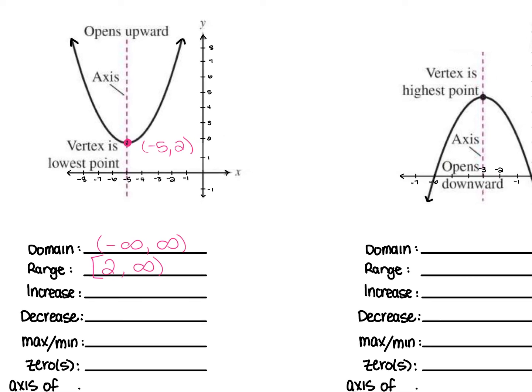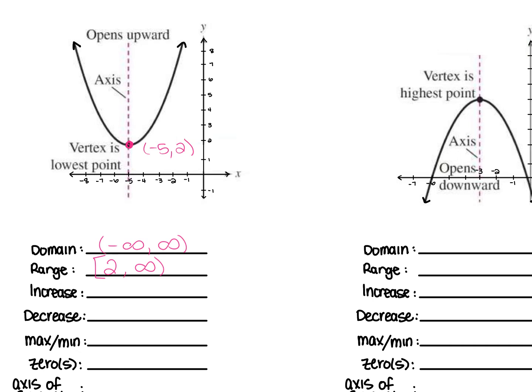Increase and decrease. Look at your x values for these. From left to right, where are you going up? Negative 5 to positive infinity. So it includes the negative 5, and it goes up to positive infinity. From left to right, look at your x values. Where are you going down? Negative infinity to negative 5.